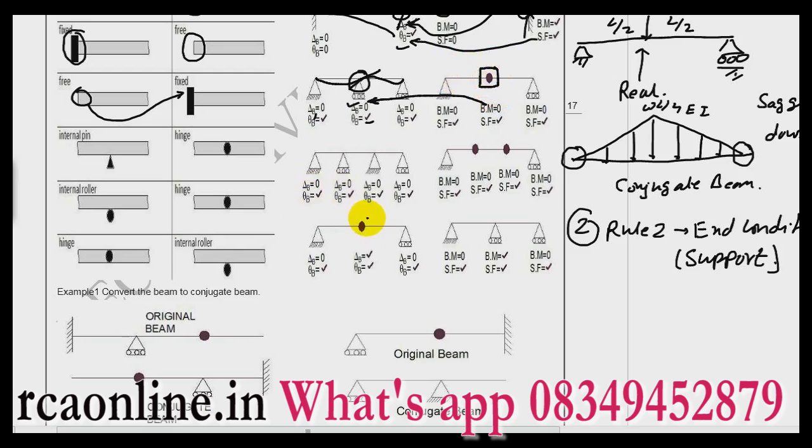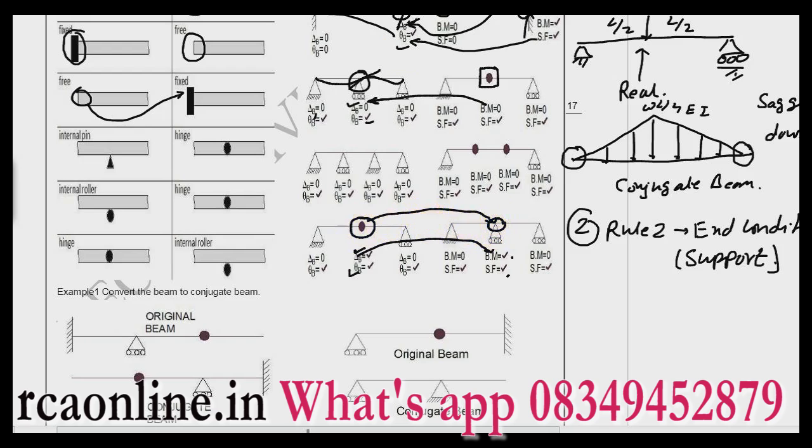Now the last point. If I have an internal hinge in the real beam, then what will I do? It will be converted to an intermediate hinge or roller. Why? Because at an internal hinge I will have delta also and theta also. So what do I want in the conjugate beam? Bending moment also and shear force also. What I need is an intermediate hinge or roller in place of the internal hinge.